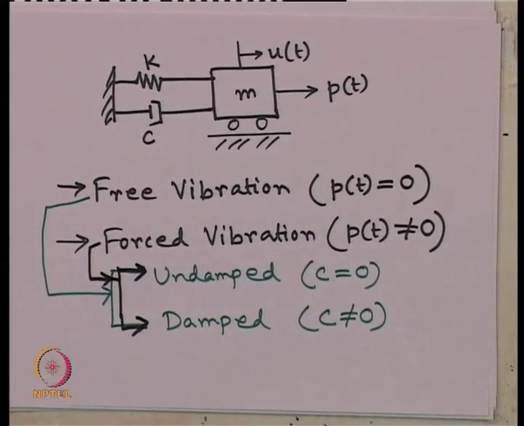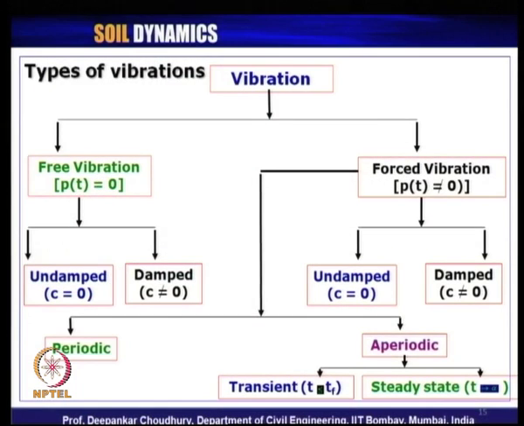So, if we look at the slide here for different types of vibration, what we have discussed just now, vibration can be classified in two major categories. One is called free vibration, when there is no externally applied dynamic load, and the other one is called forced vibration, when the externally applied dynamic load is present in the system, that is, P of t is not equal to 0.